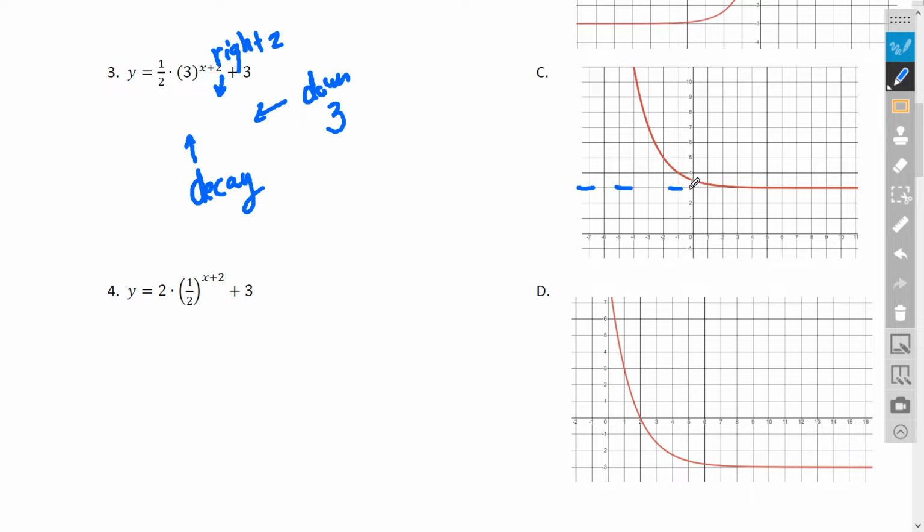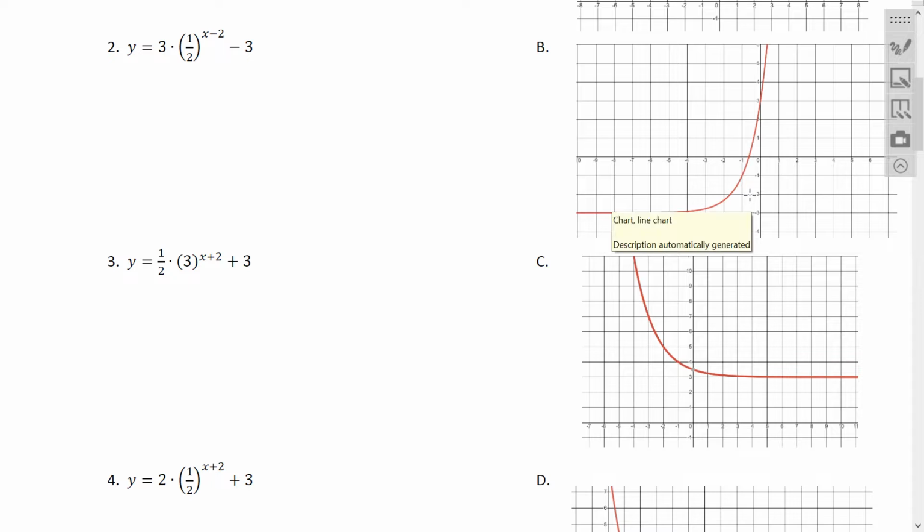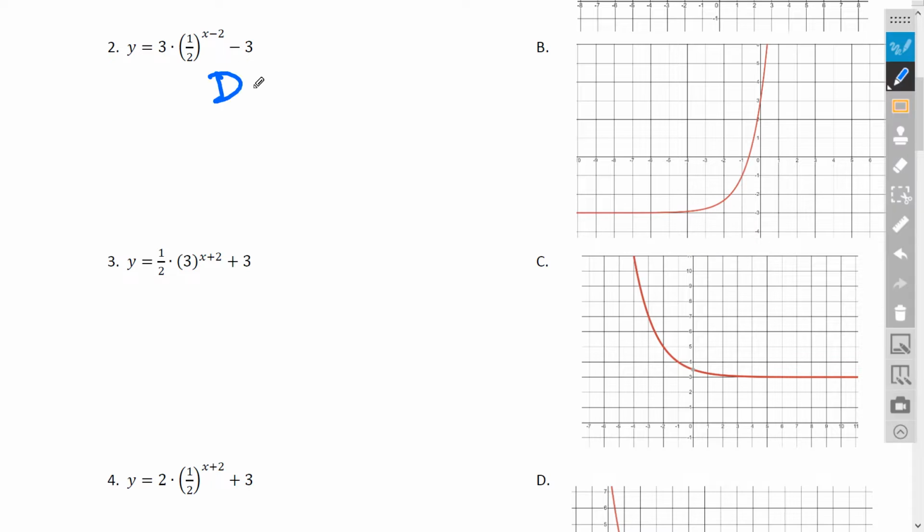So if we look at where the asymptote is for C and D, the asymptote for C is up here at 3, which is a shift up by 3 units from 0. But that is not what we want. We want to shift down. Well, if we look at letter D, D is decay, and it has a shift down by 3 units because the asymptote's down here at -3. So letter D is the one we're looking for. So number 2, that's letter D. So B and D are both taken.